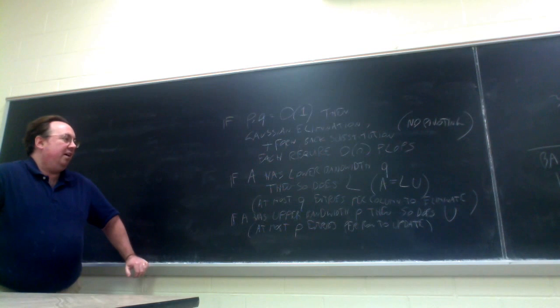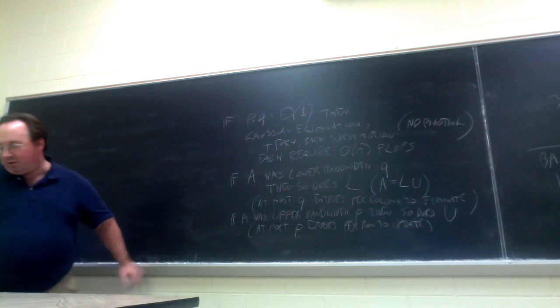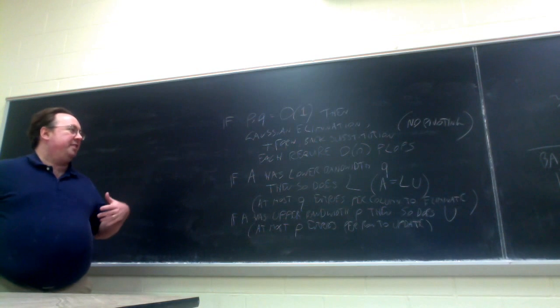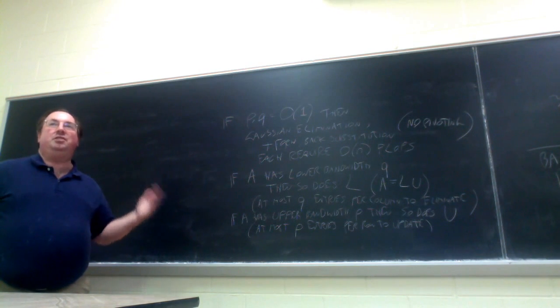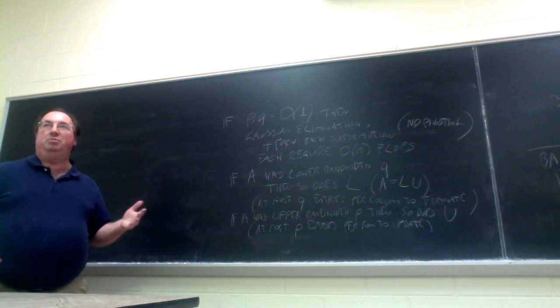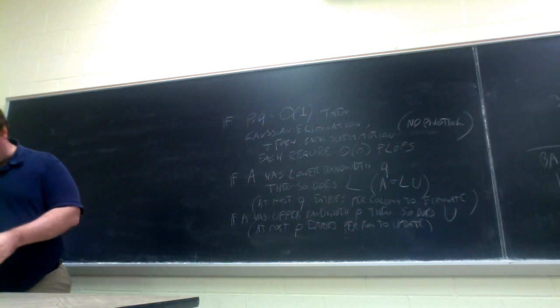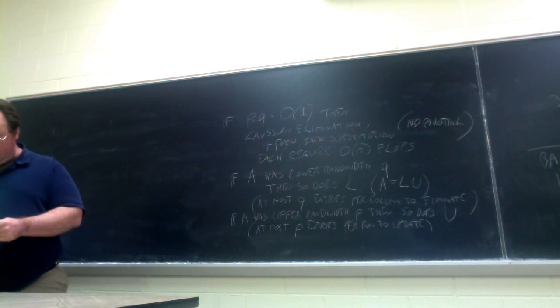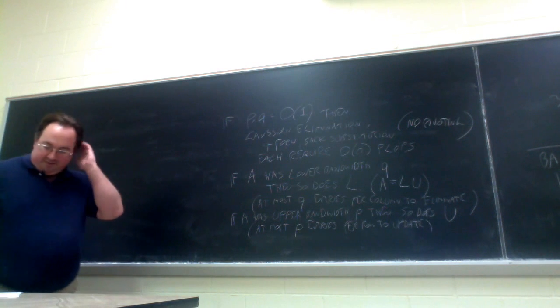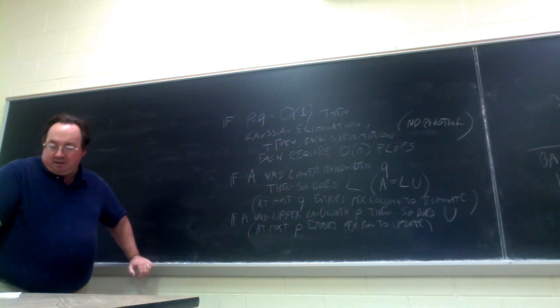So the total cost of Gauss elimination is on the order of n times p times q. So if p and q are both small, it's really order n floating point operations. Okay. Again, assuming that there's no pivoting. All right.